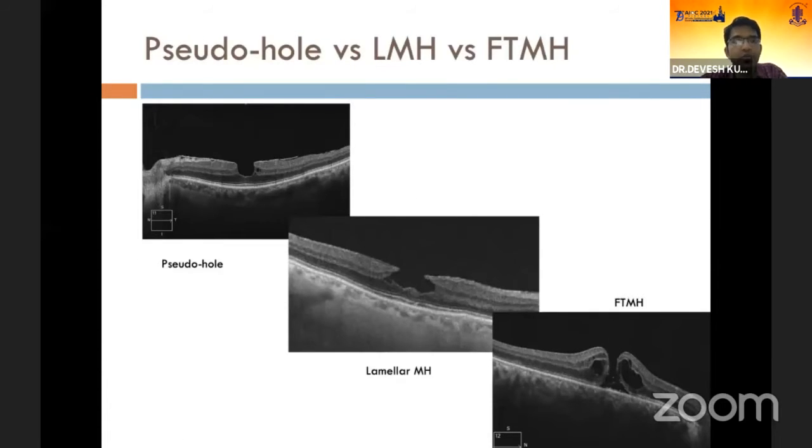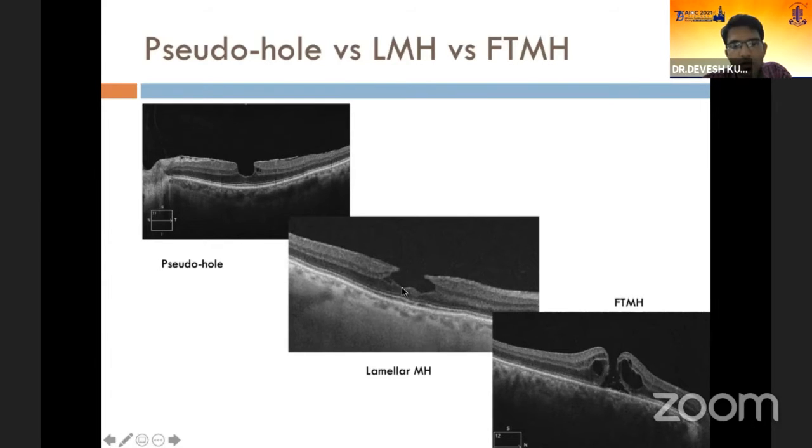important to differentiate between pseudo hole, lamellar macular hole, and full thickness macular hole, which may be difficult to differentiate on clinical examination. So pseudo hole has an epiretinal membrane, a hyperreflective membrane can be seen in the first image, which is causing a centripetal contraction, and a well-shaped deformation of the fovea is there. However, there is no loss of the retinal tissues.